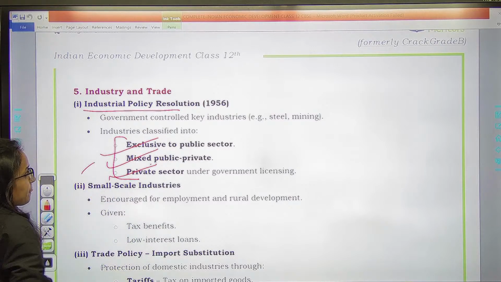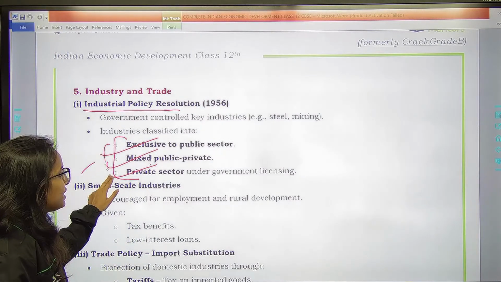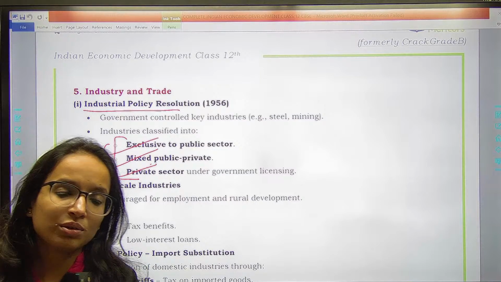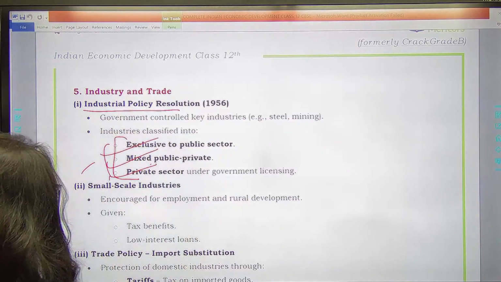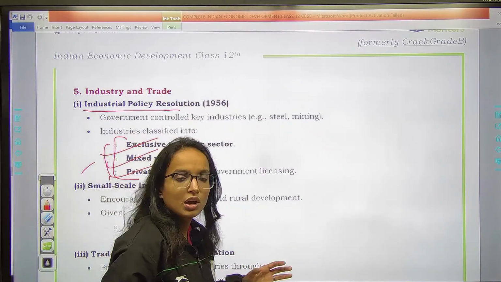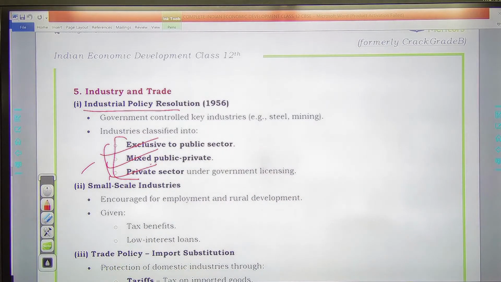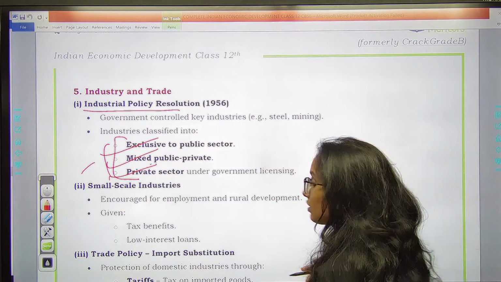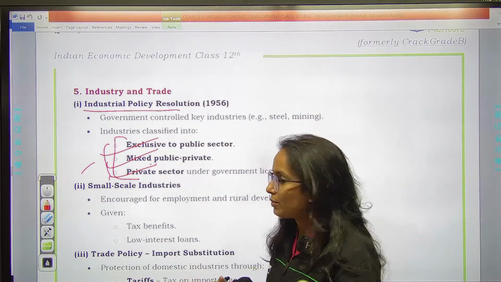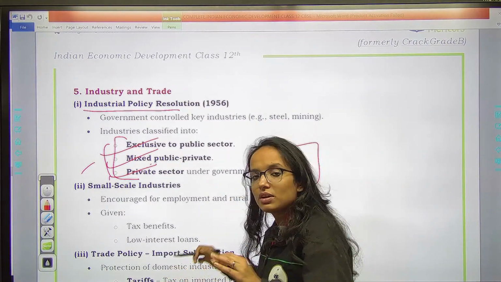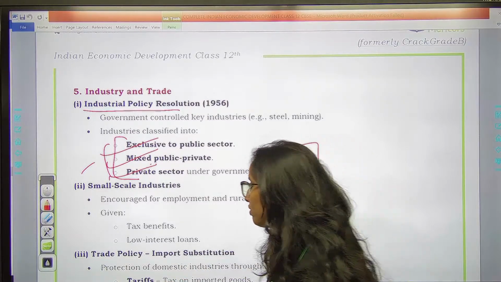So basically industries were classified into 3 categories: such industries which are exclusively held by the government, such industries which have a mixture, both the segments working over it, like private and public sector, and third one which is exclusively private sector, which got license from the government. So 3 industries were there. Particularly these were steel and mining and coal related industries.